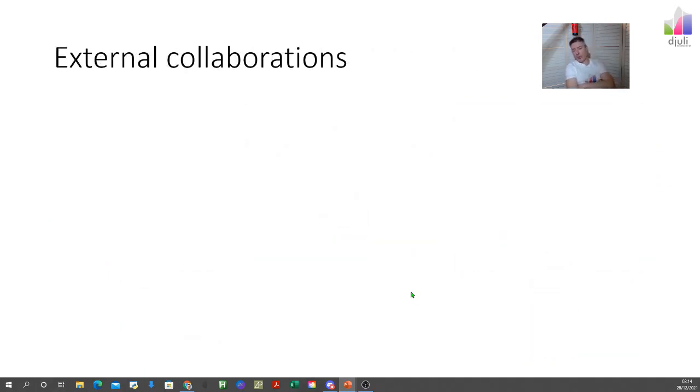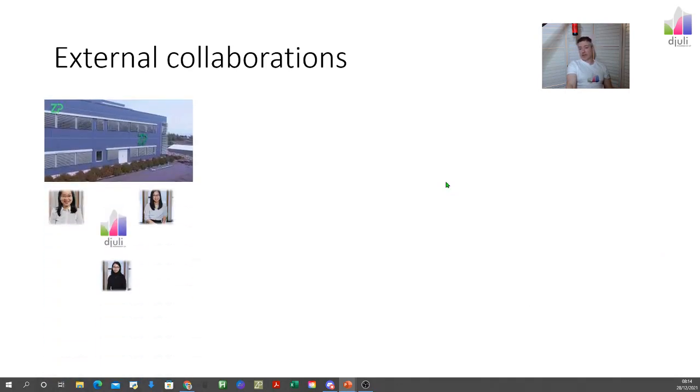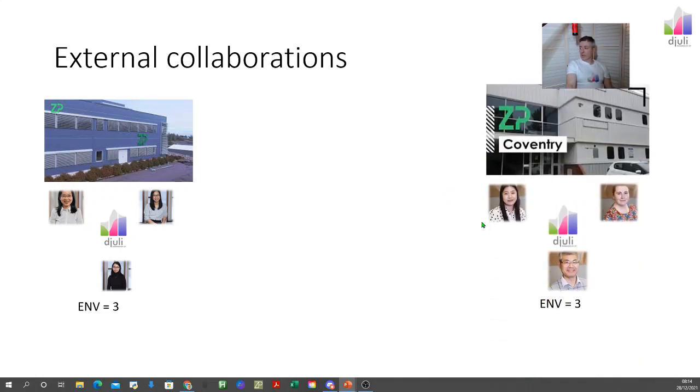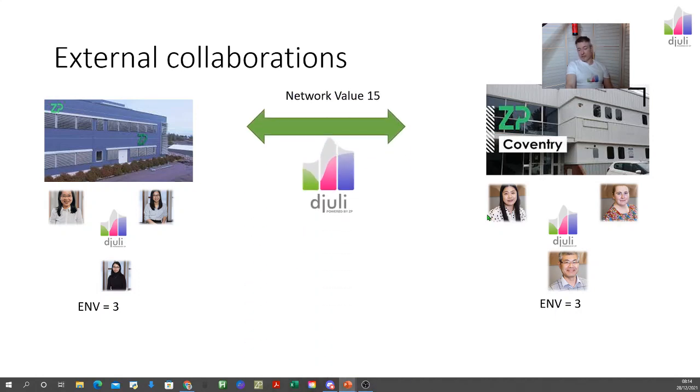Now this becomes very important, and I think with industry, external collaborations are very important, but also in academia, because in academia you'll have external academic collaborators. You also have external industrial collaborators. So within external collaborators, we can have our researchers in Norway with their inherent ENV value of 3. We can have our internal team in Coventry with an ENV value of 3. As stated, we bring the 2 teams together through djuli. They have djuli internally, and then they are also coordinated through djuli. We now have an ENV value of 15.